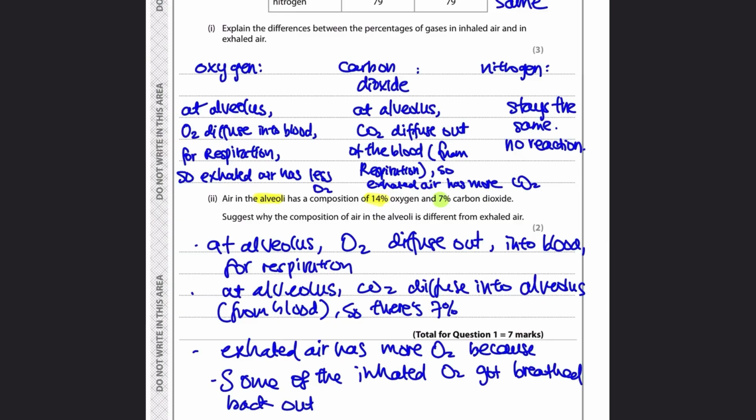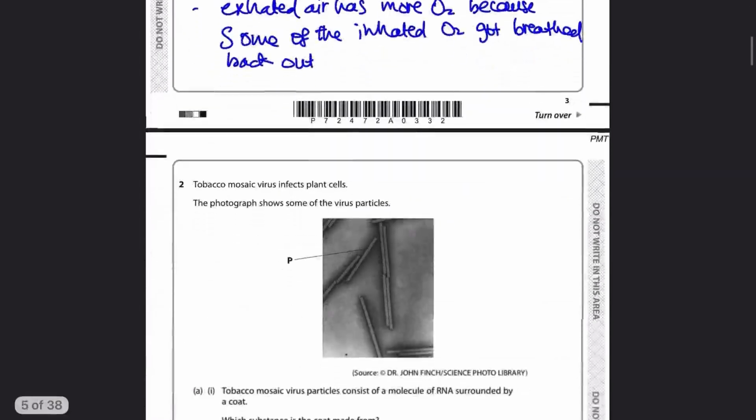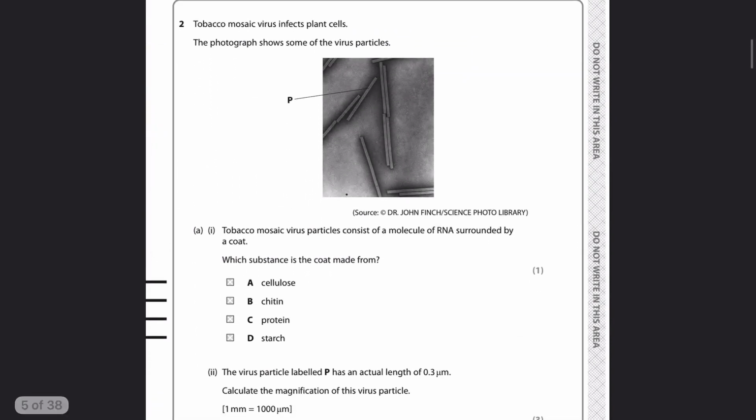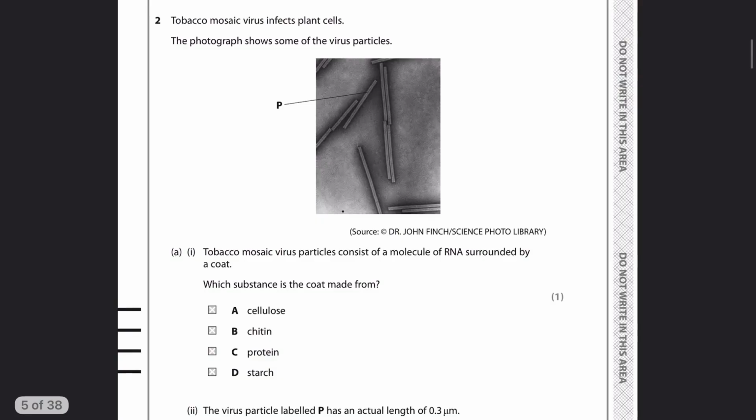Okay? All right. Next question. This is a question on tobacco mosaic virus, and this is what it looks like. These are the virus particles. So this is a plant virus. It infects plant cells. And here it says tobacco mosaic virus particles consist of a molecule of RNA surrounded by a coat. Which substance is the coat made from?